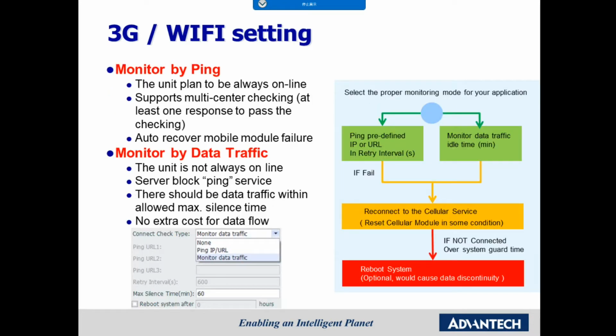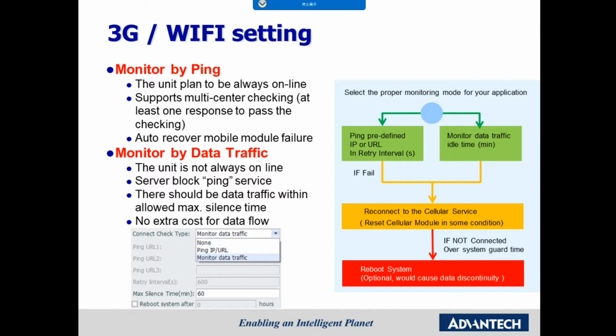While connecting the ADEN 3600 to the cellular service, we provide two different ways to monitor the wireless communication: monitor by ping and monitor by data traffic. The first one is by ping, and the other one is by data traffic. If the ADEN 3600 could not ping a particular IP or could not detect any data traffic, and the situation continues until exceeds the defined time period, ADEN 3600 will try to reconnect the cellular service.